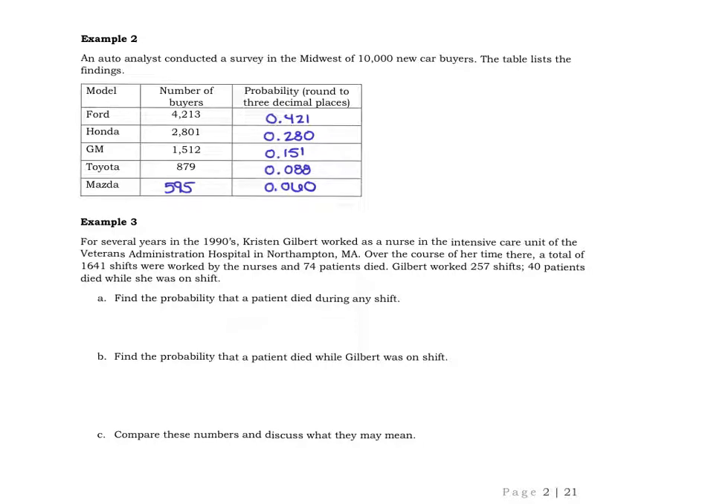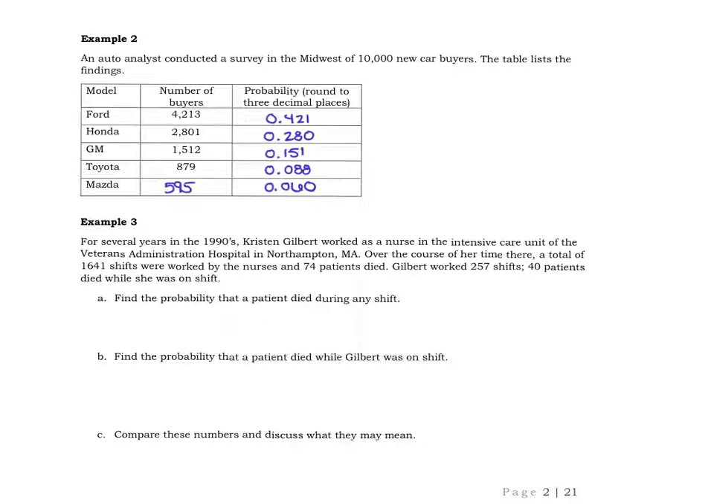Then in example 3, back in the 1990s, Kristen Gilbert worked as a nurse in the ICU of a veterans hospital in Massachusetts. During her time there, 1,641 shifts were worked by the nurses and 74 patients died. Kristen Gilbert worked 257 shifts, of which 40 patients died during her shifts.